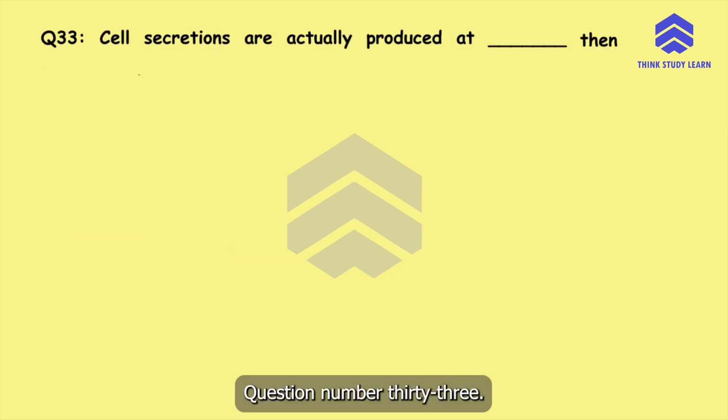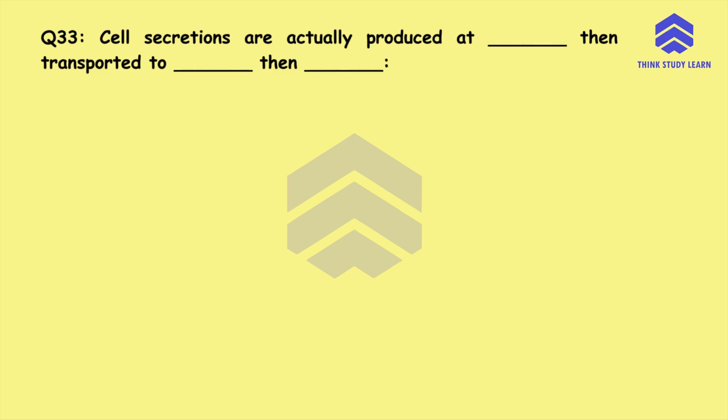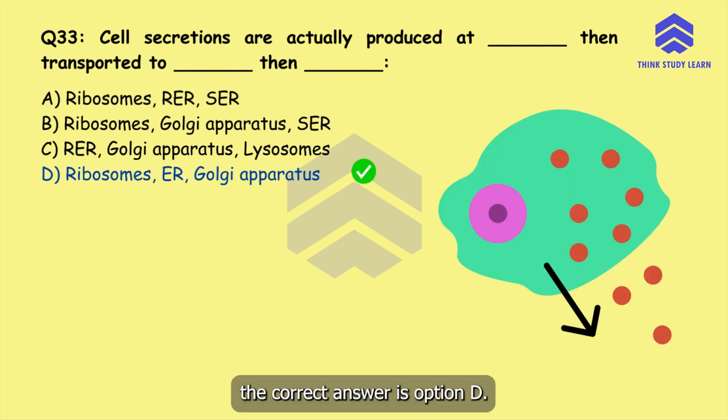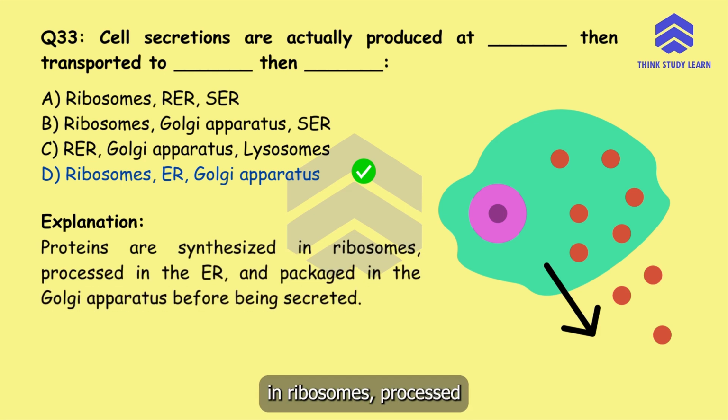Question number 33. Cell secretions are actually produced at dash, then transported to dash, and then ultimately dash. Out of the given options, the correct answer is option D. Proteins are synthesized in ribosomes, processed in the endoplasmic reticulum, and packaged in the Golgi apparatus before being secreted.